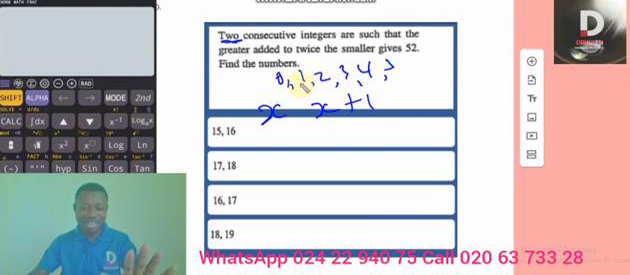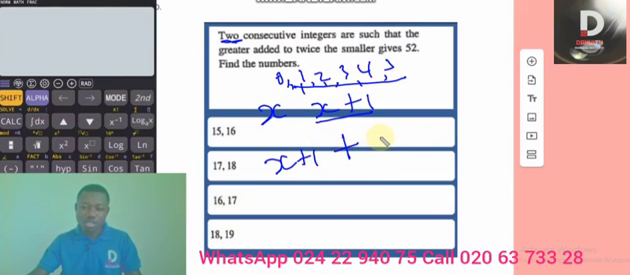Perfect. Because the interval is 1, 1, 1. First one is X. We don't know. Second one, if you add 1 to it, it gives you... Look at the pattern. That's it. Plus 1, plus 1, plus 1. That's it. Compared to the previous one. Such that the greater added to. So the greater, which one is the greater? Is this one. Do you agree? So the greater is what? X plus 1.